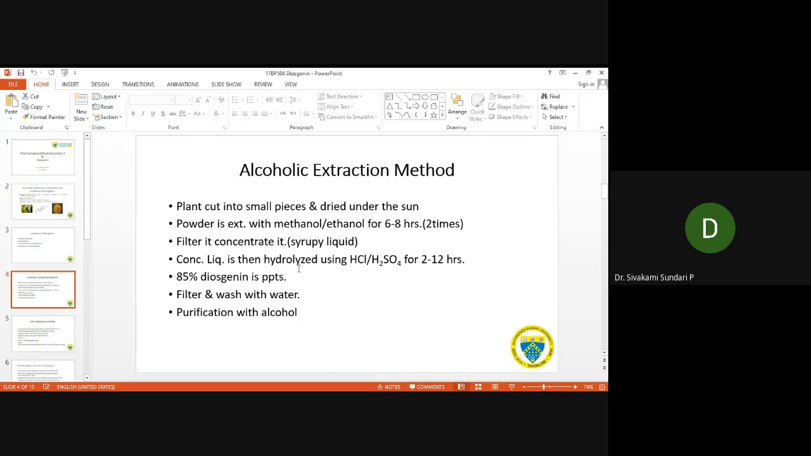The concentrated liquid is then hydrolyzed using hydrochloric acid or sulfuric acid and kept aside for 2 to 12 hours. We get 85% pure Diosgenin precipitates. Then filter, wash with water and purify with alcohol.